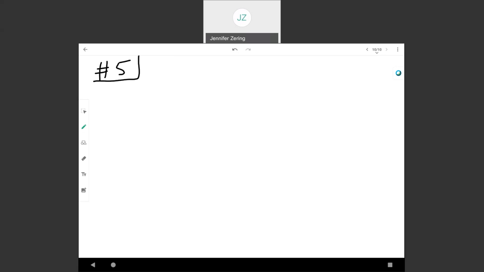And it's page 105, number 5. So it's a different table. So I'm just going to copy my table down from my workbook here. So I have all my information on the whiteboard.